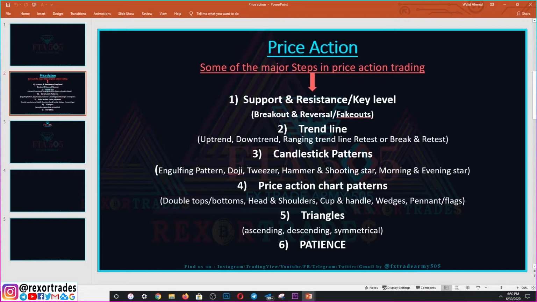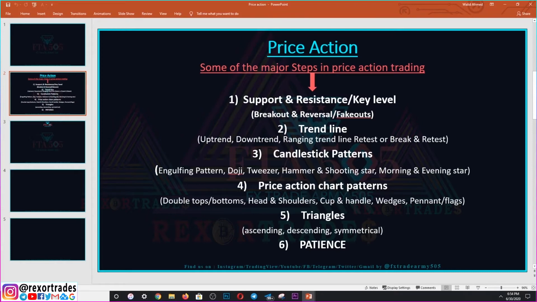Here we listed some of our major steps in price action trading. Our first step is to draw some support and resistance lines, or key levels as you can call them. As price always moves in a trend, we need to draw some trend lines on the chart. Then we need to look for certain candlestick chart patterns that form on the key levels or on the trend lines. Then we look for certain price action chart patterns, such as head and shoulders patterns or double tops or bottoms. Such patterns form on the chart as the price moves on. Then there are also triangle patterns, such as ascending triangle, descending triangle, or symmetrical triangle. Then comes one of our most important steps, which is patience.